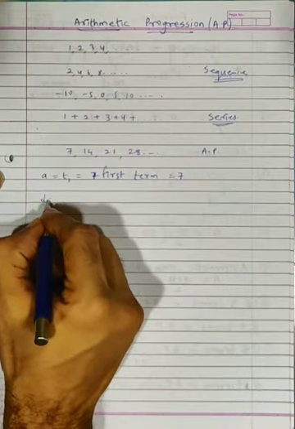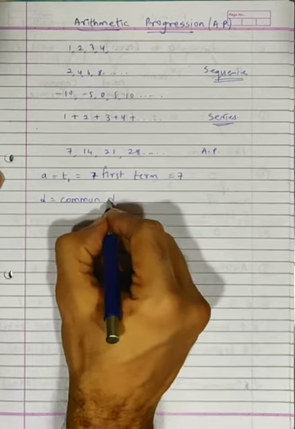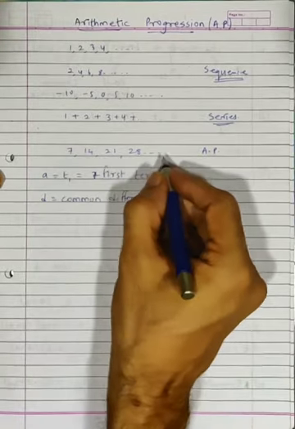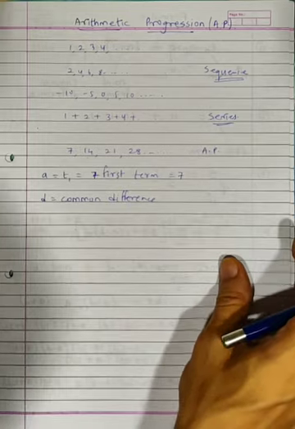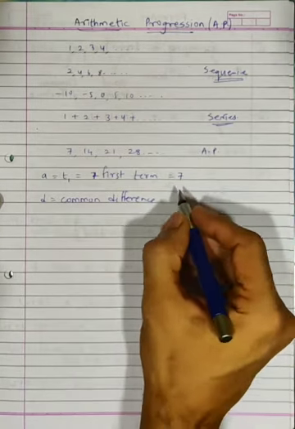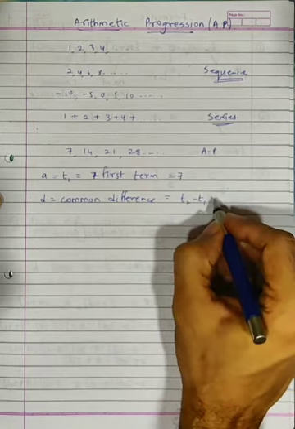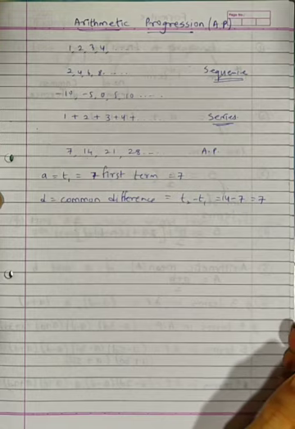Then there is something called D. What do you mean by D now? D means the common difference, meaning the difference between each two consecutive numbers should be equal to what? The same difference. So out here, what is the common difference between them? It will be T2 minus T1, which is how much? 14 minus 7 is equal to 7.